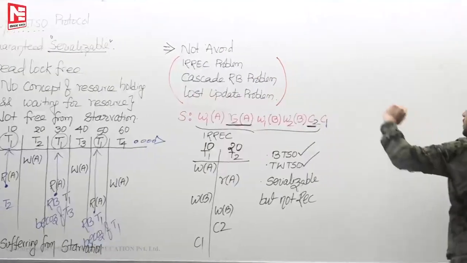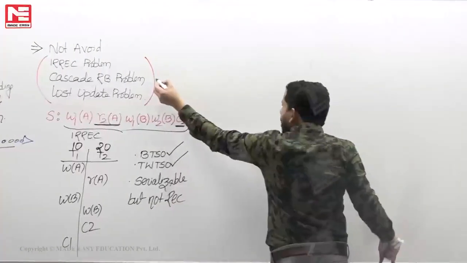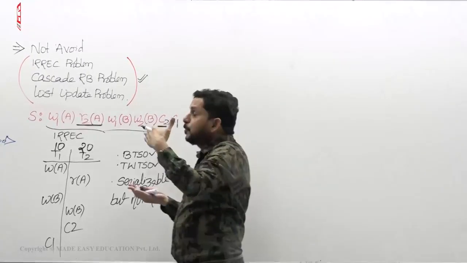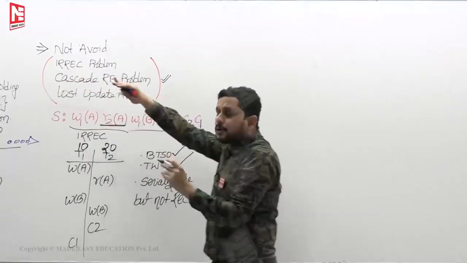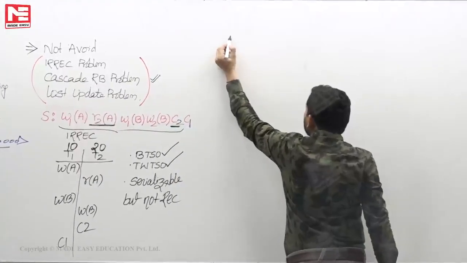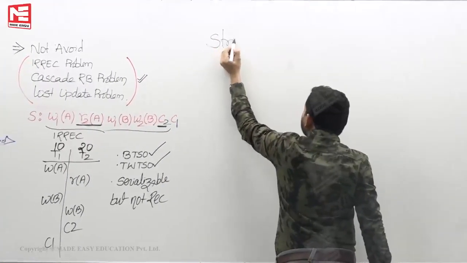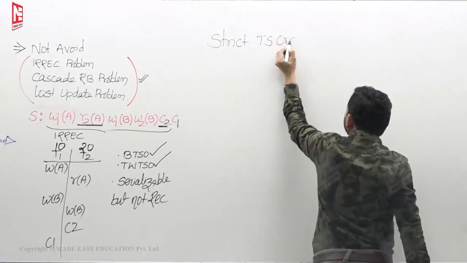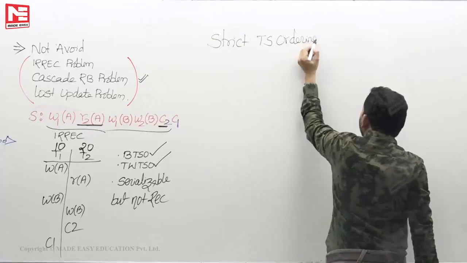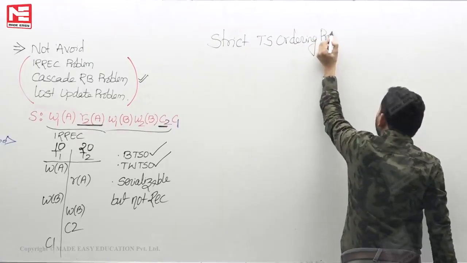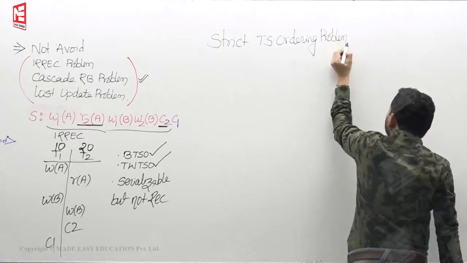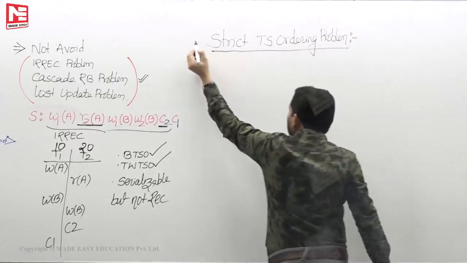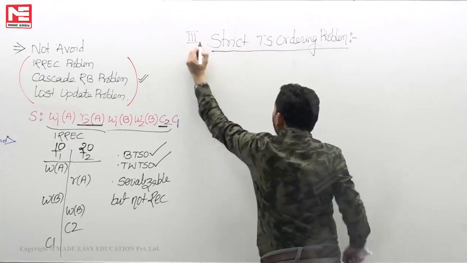Okay, clear this? Now, to avoid these problems, we need strict recoverability. If strict recoverability is incorporated into the timestamp ordering protocol, then such a protocol is named the strict timestamp ordering protocol. This is the third one. It is a very small thing, because there is not much new explanation for serializability; only strict recoverability is added.